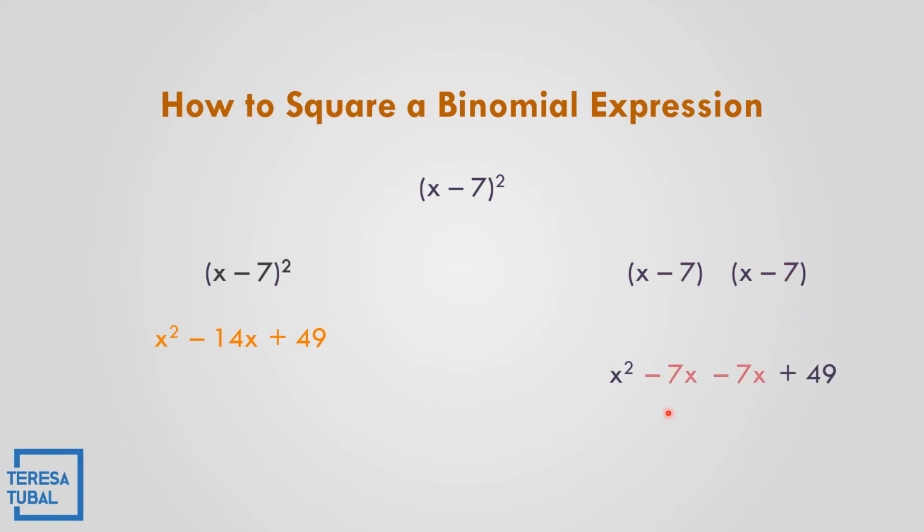So let us combine negative 7x and negative 7x, and then the rest copy. Copy x squared. Negative 7 and negative 7, the answer is equal to negative 14x. And then copy 49. So as you can see, we may use the square of a binomial or the FOIL method to expand the quantity x minus 7 squared. The answers are the same, that is x squared minus 14x plus 49.